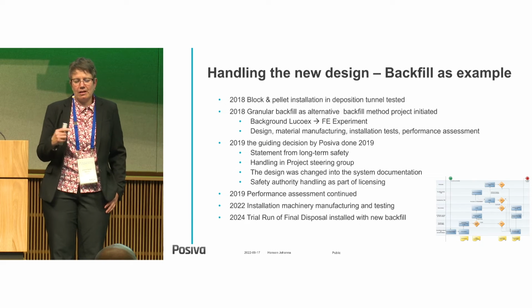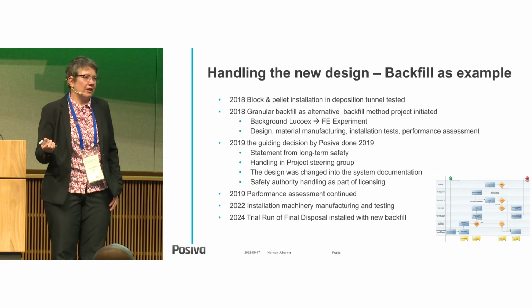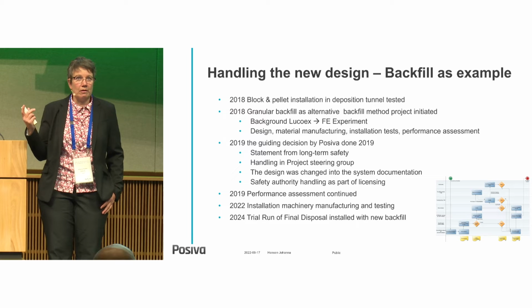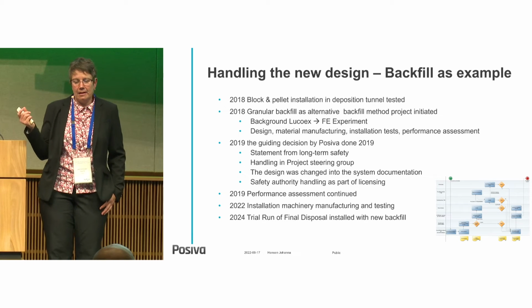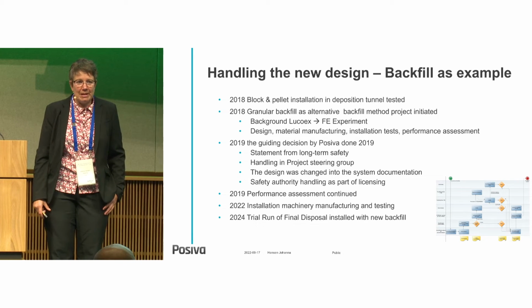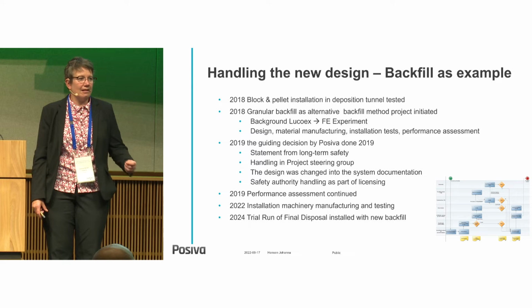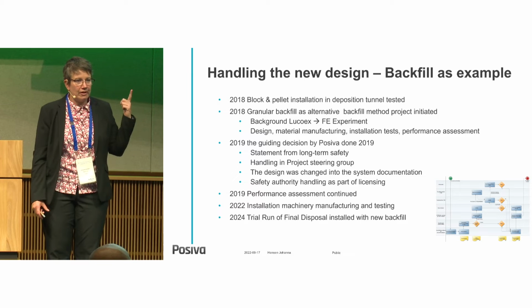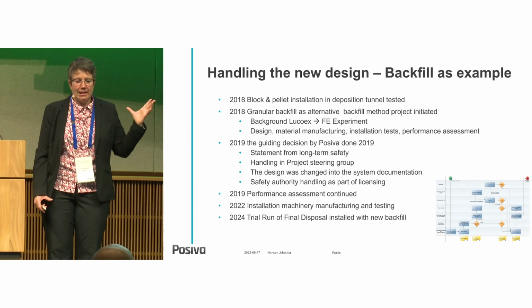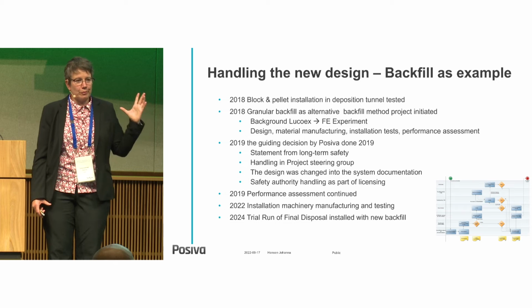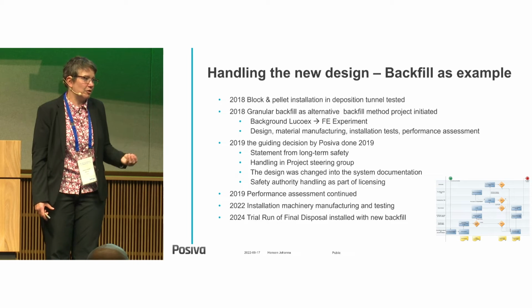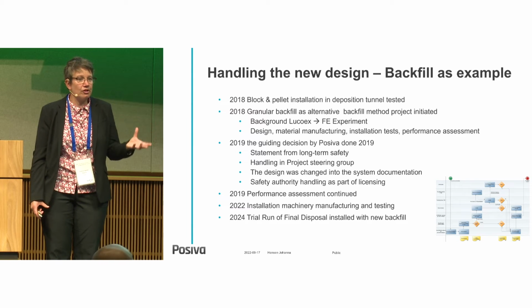And then within our organization, we were asking for the guiding decision internally from Posiva, from our operating management. And that's handled in many phases. So we requested different types of statements from the long-term safety and from the other boundaries, and it required a project behind it. So they made prototype machinery to test the materials. They made prototypes or trials also to manufacture the material.